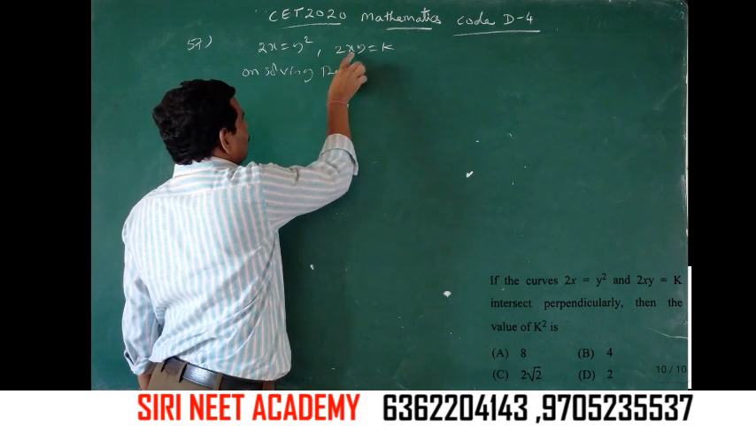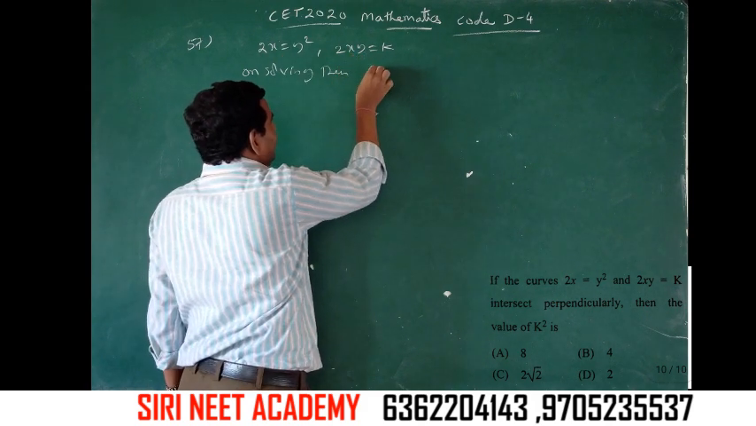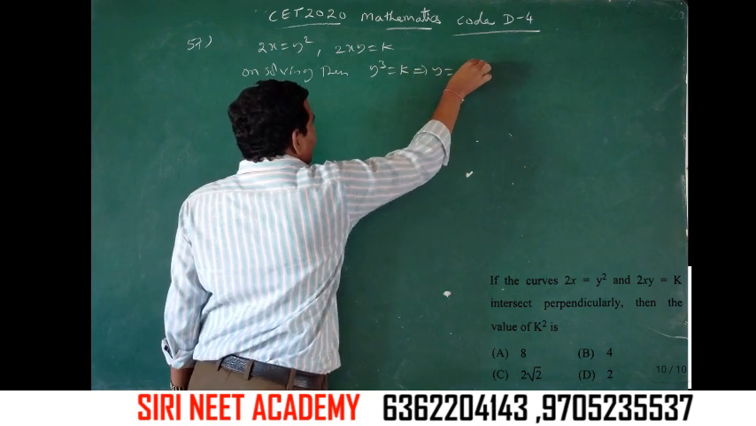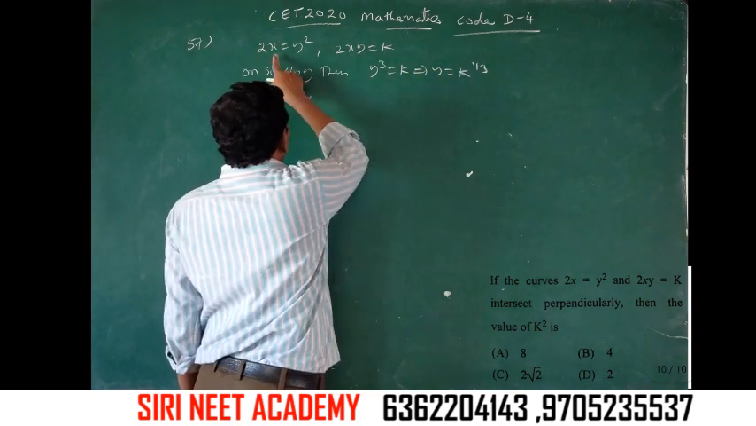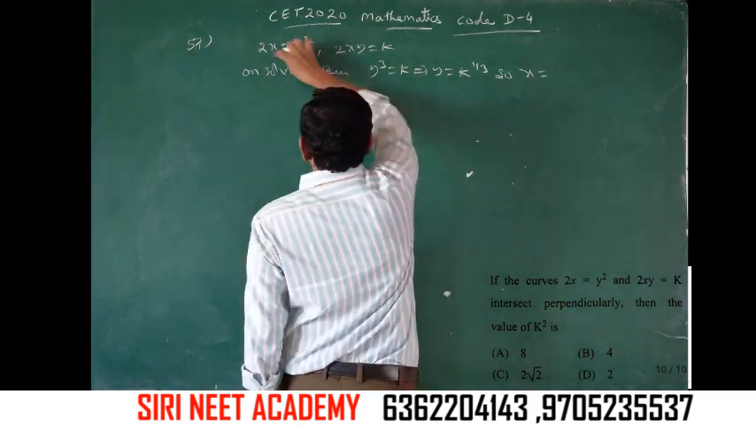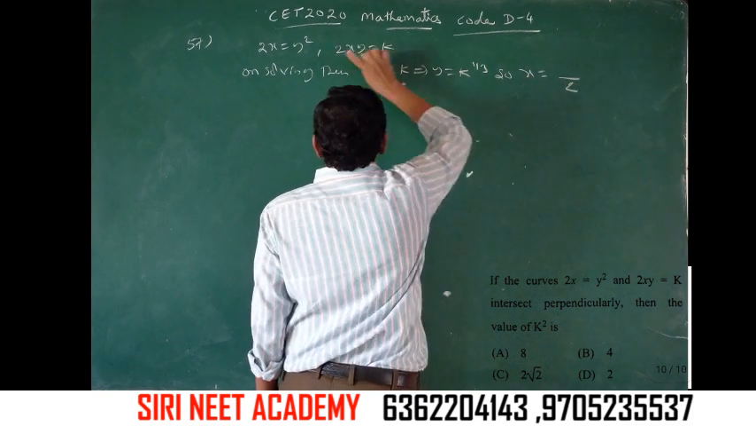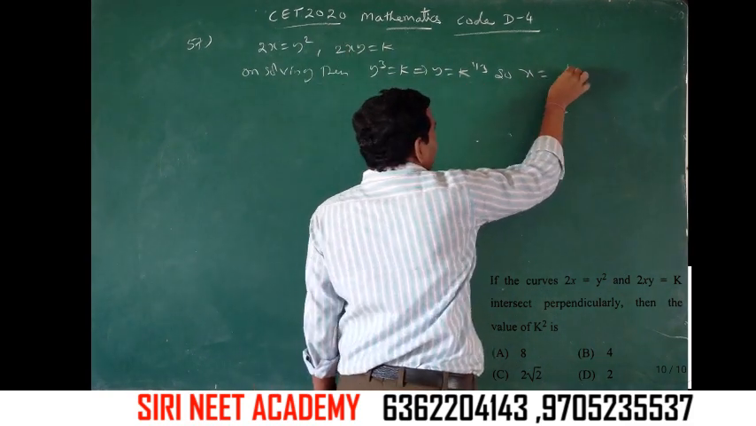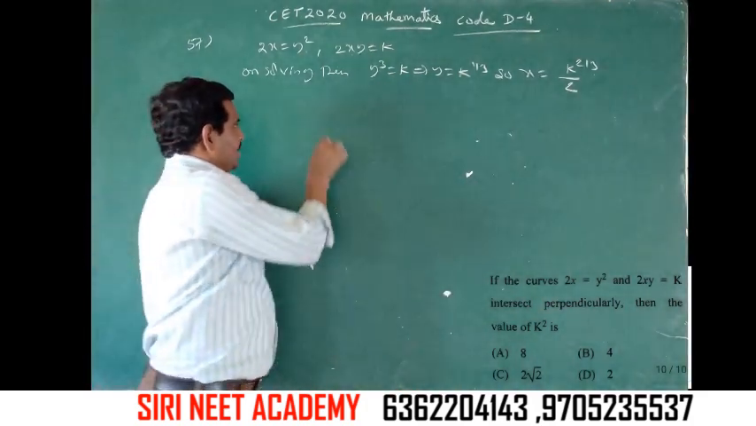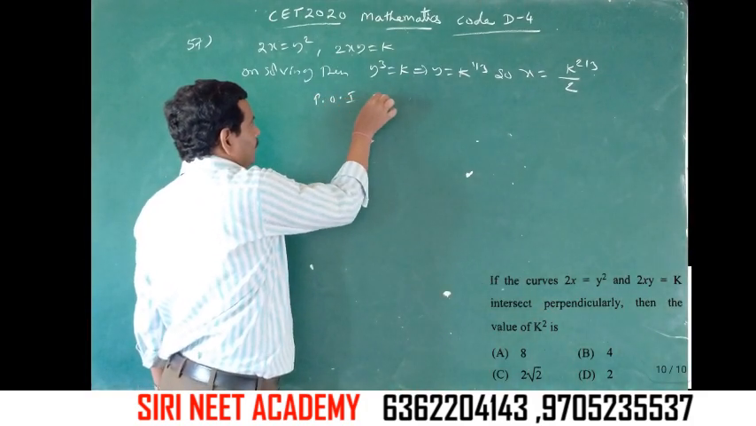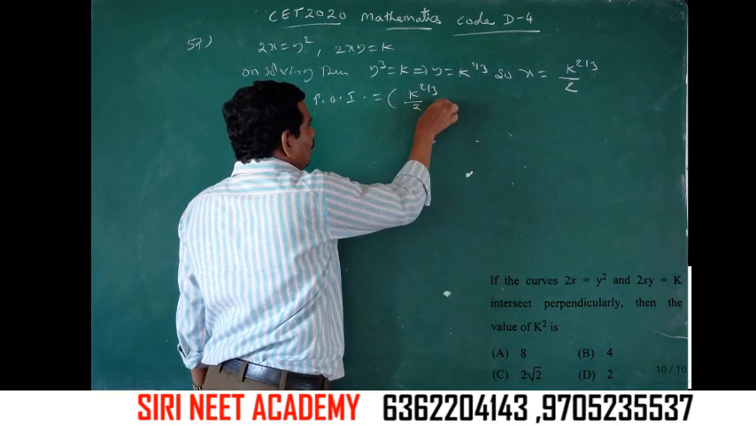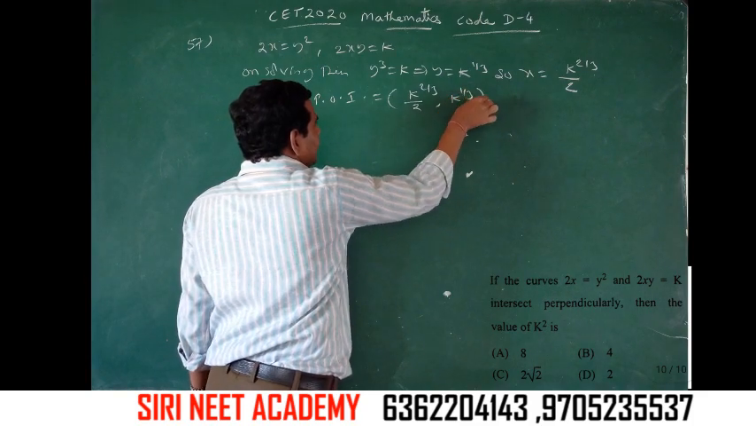in place of 2x write y square, so y cube is equal to k. So y is equal to k to the power 1 by 3. When y is equal to k power 1 by 3, x value is 1 by 2 of y square, k power 2 by 3. So the point of intersection is k power 2 by 3 by 2 comma k power 1 by 3.